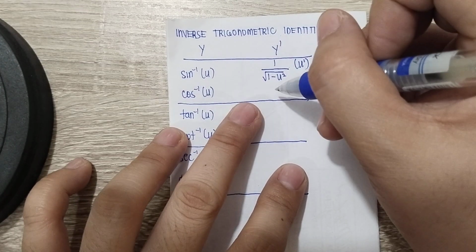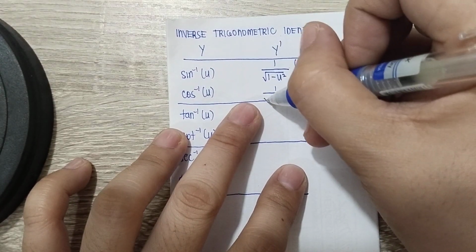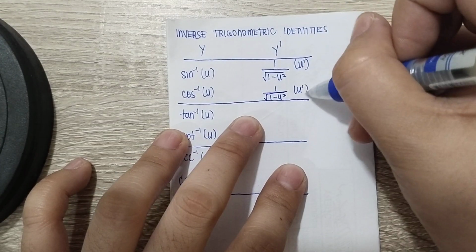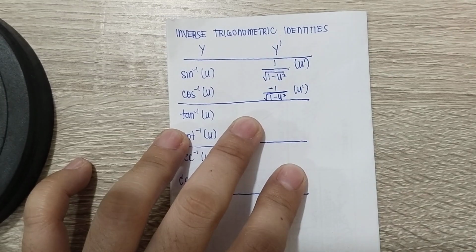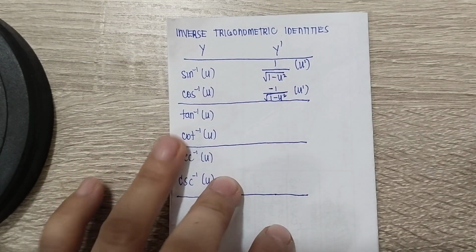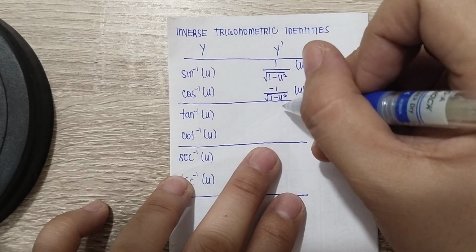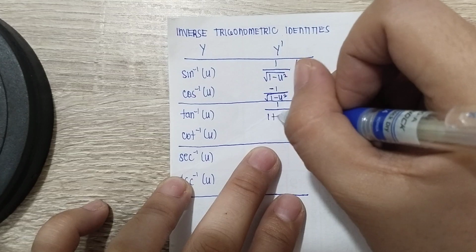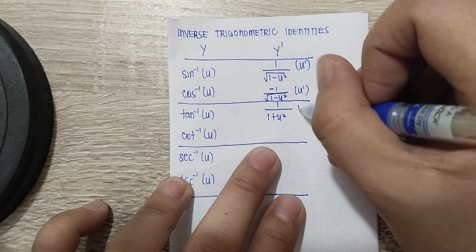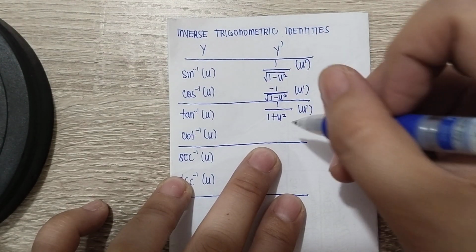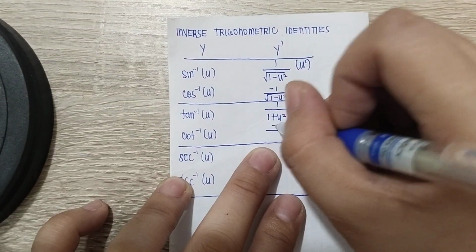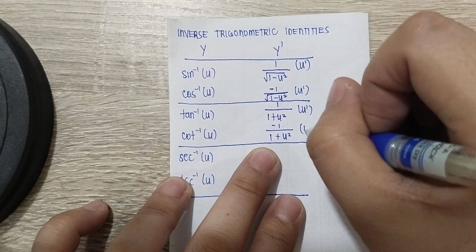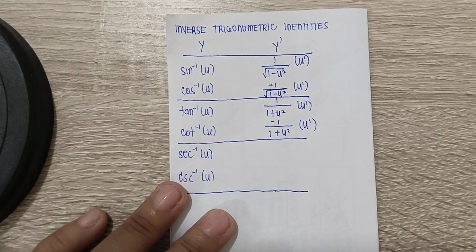So, for the arc cosine, same lang din. 1 all over square root of 1 minus u squared times u prime. Again, dahil siya ay cofunction, negative. So, parehas na parehas sila yung formula. Ganun din kaya arctan and arccotangent. So, for the arctangent, we have 1 over 1 plus u squared, or u squared plus 1 multiplied by the u prime. Si arccotangent naman, meron lang siyang negative. So, negative 1 over 1 plus u squared times u prime. As in, parehas lang. Okay?